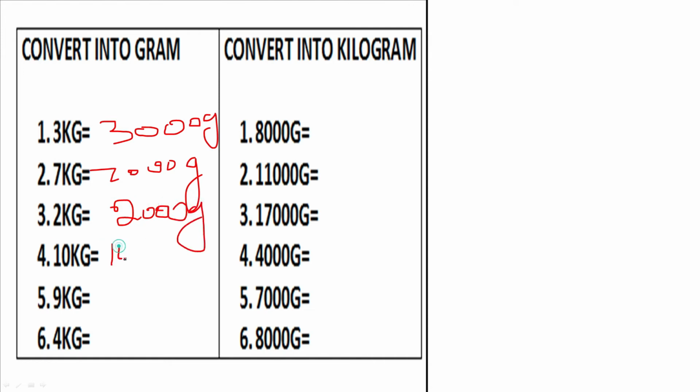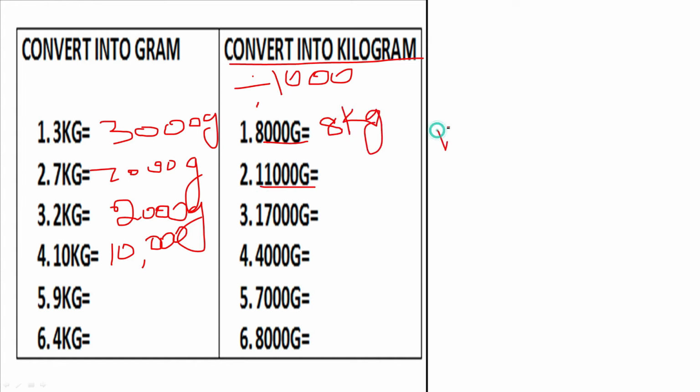10 kilogram is 10,000 grams. Like that you can multiply and get the answer. To convert into kilogram, you have to divide by 1000. So 8000 grams divided by 1000, you will get 8 kilogram.